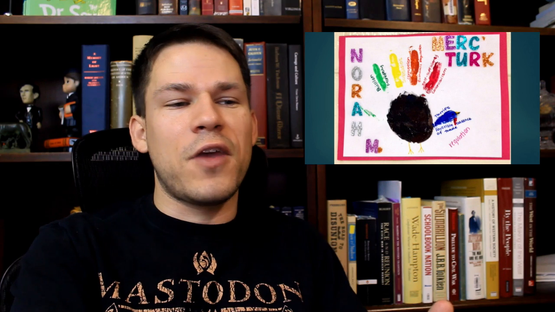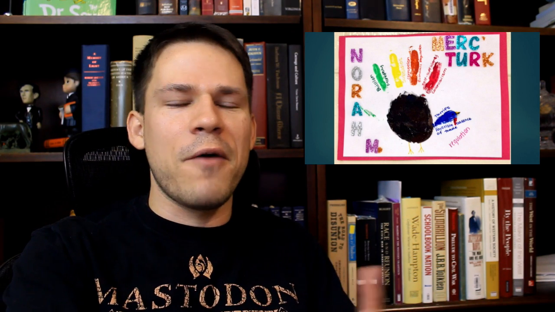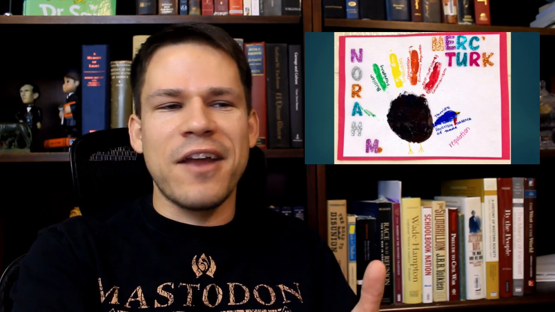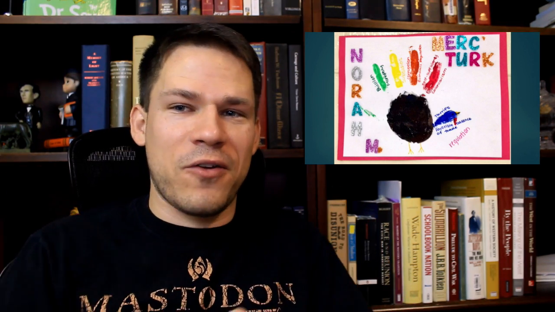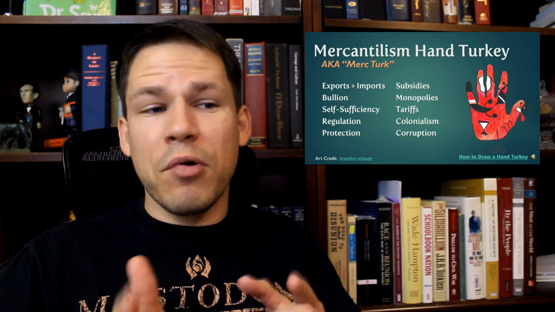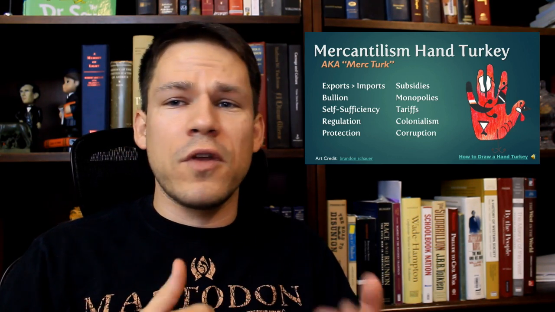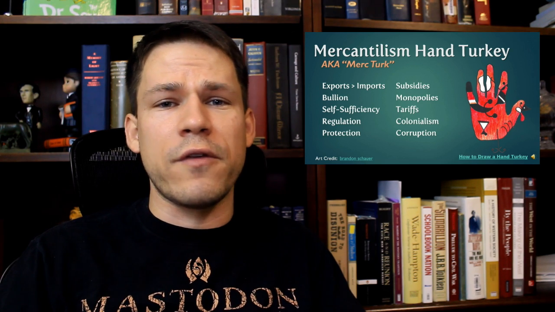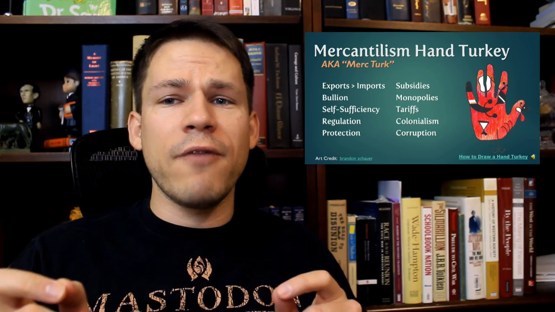Now, since it's almost Thanksgiving, one thing that I tend to do with my students is we make mercantilism hand turkeys. I just find it funny. They call them Merc Turks. What we typically do is we look at all of these different aspects of mercantilism: exports over imports, bullion, the gold and silver, self-sufficiency, regulation, protection, subsidies, monopolies, tariffs, colonialism, and corruption. So keep all this in mind. Like, all of these words here are words that you could use to describe mercantilism, this command economy that is based on the concept of economic rivalry rather than the free market and free trade.